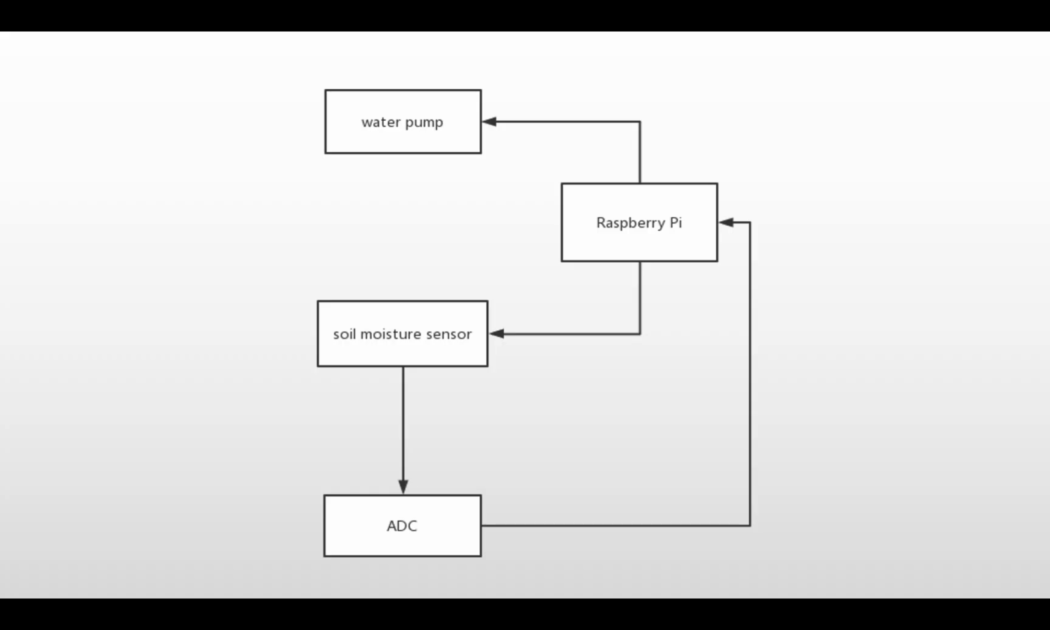Now it's the flow chart of my system. The Raspberry Pi serves as the central part, while the soil moisture sensor measures the soil moisture level, and the water pump delivers water when needed.